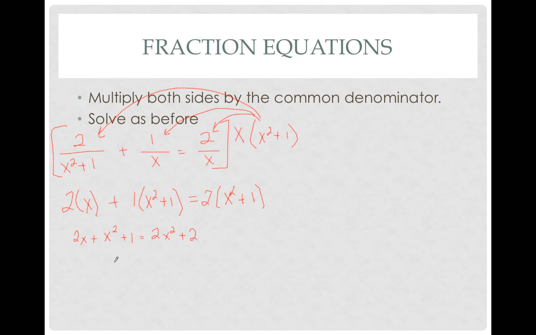Then I need to get everything on the same side of the equal sign. So I'm going to say this is 0 equals. I'm going to subtract x squared. I get x squared. I'm going to subtract 2x. I get negative 2x. I subtract 1. I get plus 1. And lo and behold, this also factors to x minus 1, x minus 1 equals 0. So therefore, x is 1. And you'll notice that this is the actual solution. So pay attention to multiplying by common denominators.